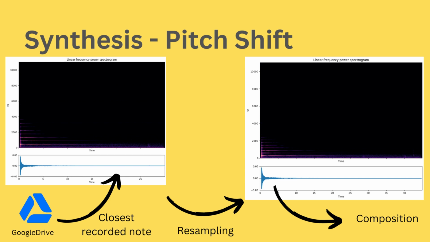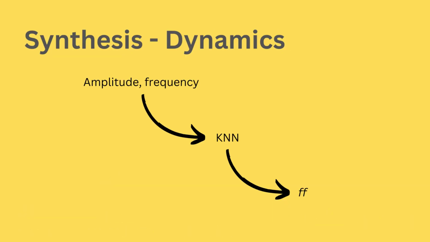When we want to play a certain note, we find the closest recorded one, pick a dynamics, and then resample the recorded note to adjust its frequency to the desired one. To decide which recording to play back, we use a simple KNN method, which associates an input frequency and an amplitude to a dynamics, i.e., pianissimo, mezzo forte or fortissimo, according to the data we have available. Next, we will hear the results of our synthesizer.